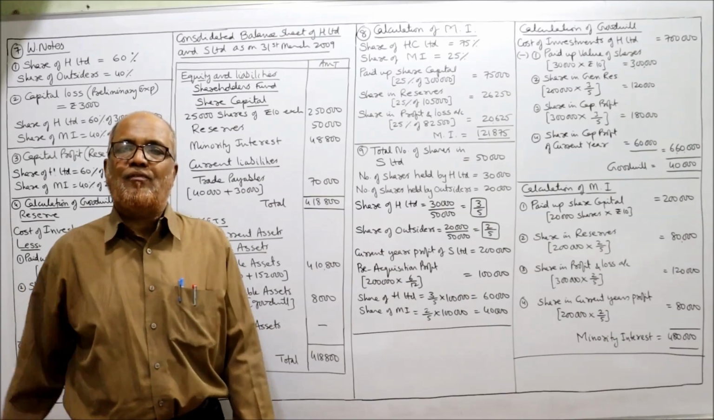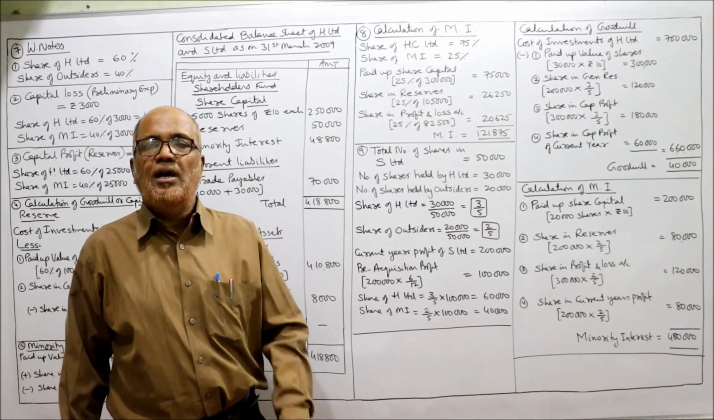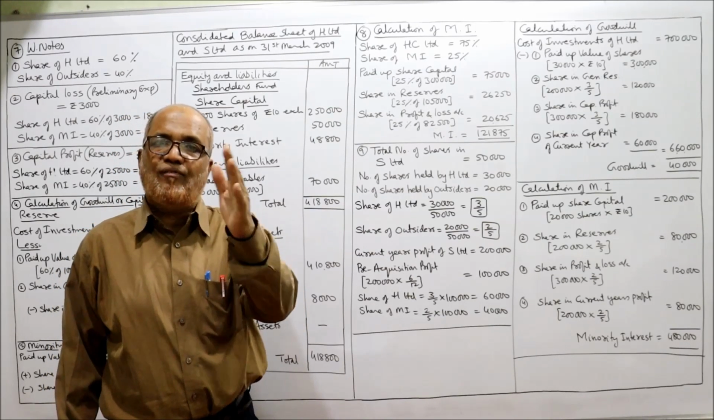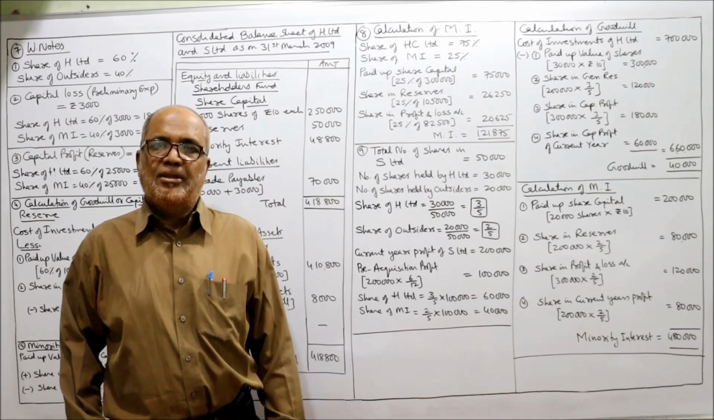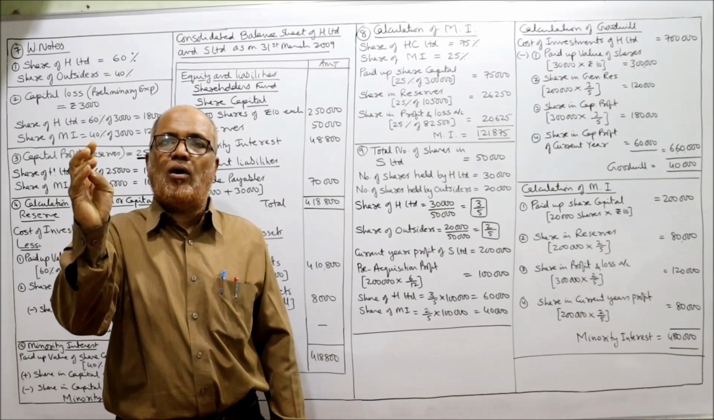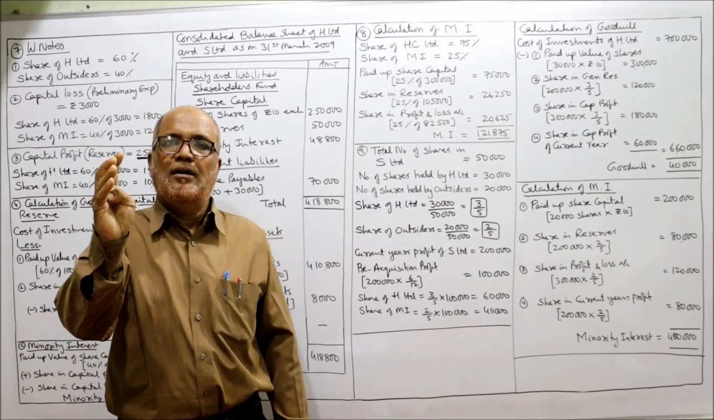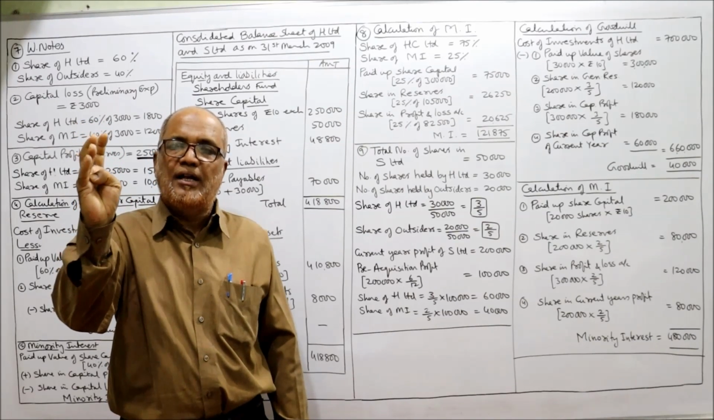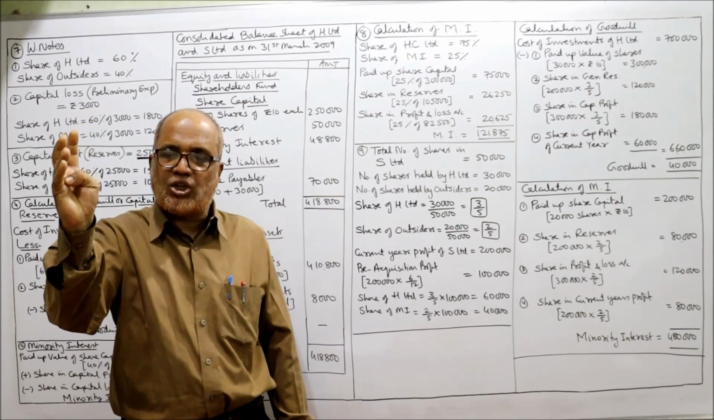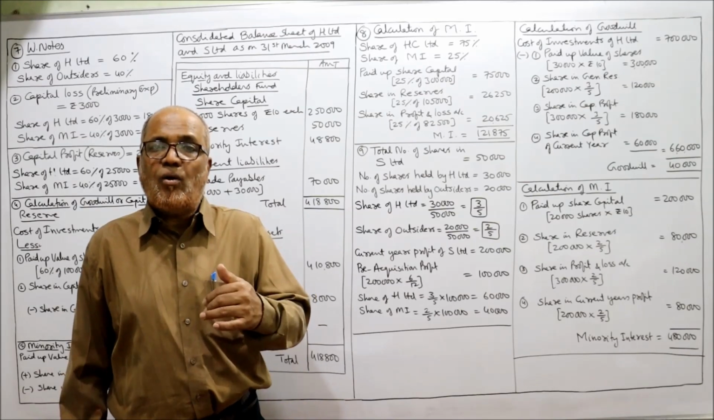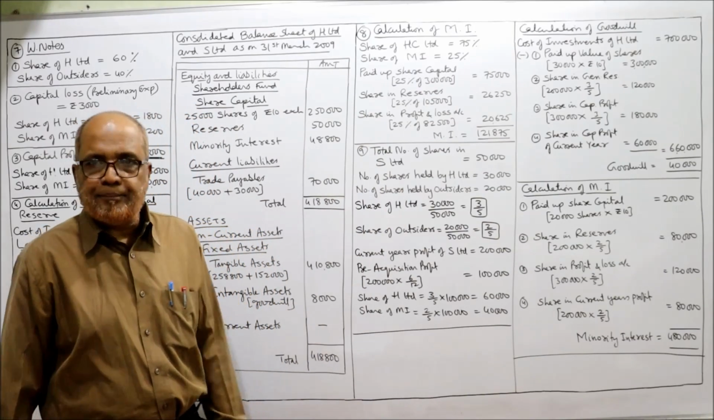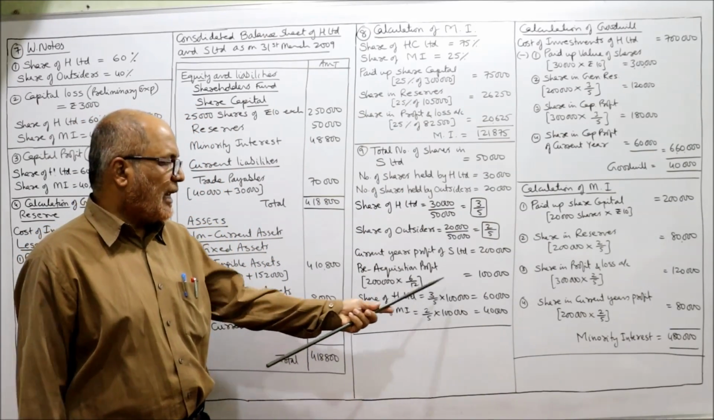Now, pre-acquisition profit, the profit before acquisition. Actually, shares are acquired on 1st October 2003. Our year begins from 1st April 2003. So, April, May, June, July, August, September. 6 months. These 6 months are pre. Then October, November, December, January, February, March. These 6 months are post. But we require the profit before acquisition, that is pre-acquisition. So half of 2 lakh, 1 lakh.